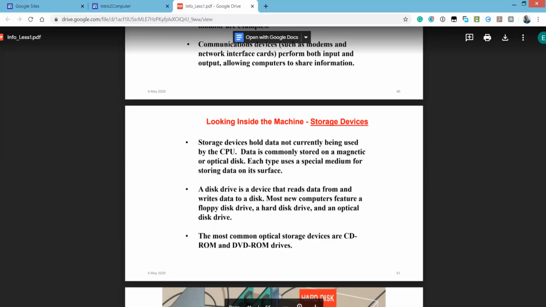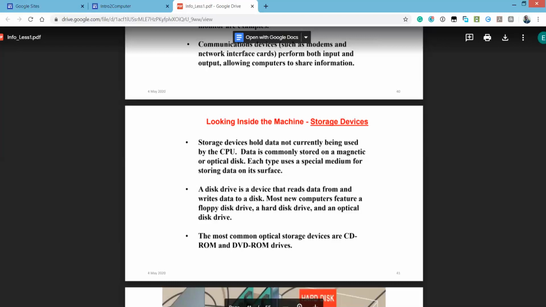So the storage devices hold data not currently being used by the CPU, and the CPU is Central Processing Unit. That's the full meaning of the CPU. Data is commonly stored on a magnetic or optical disk. Each type uses a special medium for storing data as its surface. In this session we are talking about the places where this information is stored. Beneath this slide you see a picture of it.